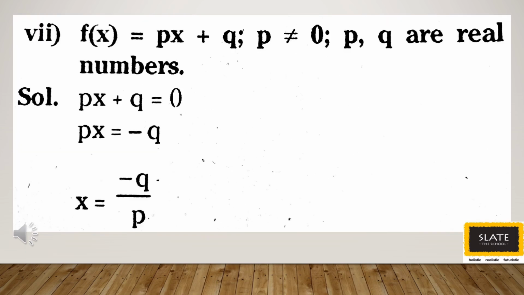Seventh question, f of x is equal to px plus q, where p is not equal to 0, p and q are real numbers. To find the 0 of px plus q, we need to equate px plus q to 0. Px plus q is equal to 0, px is equal to minus q, and x is equal to minus q by p. Minus q by p is the 0 of the polynomial f of x is equal to px plus q.